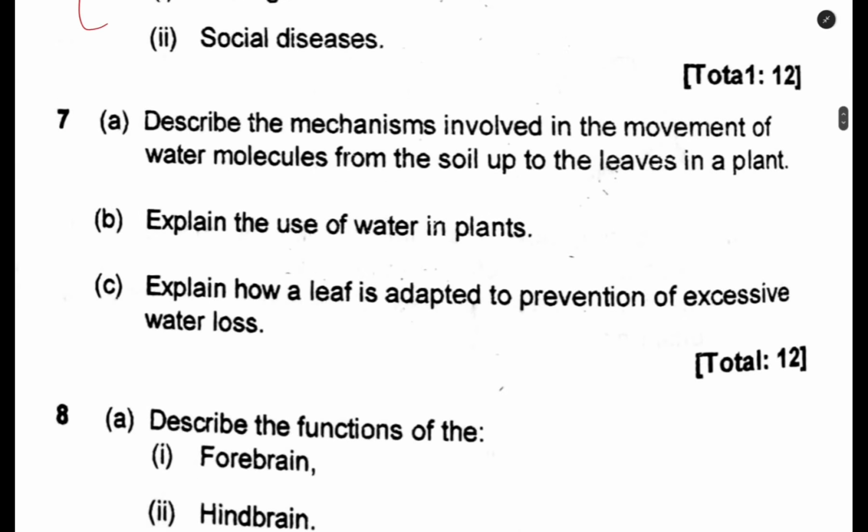Then question 7, describe the mechanism involved in the movement of water from the soil up to the leaves in a plant. This one, I even have the recording just here. I did explain how water moves from the ground up to the top. Then explain the use of water in plants. So this is on transport in plants. And on transport in plants, I've done quite a number of videos, so you can just go through.